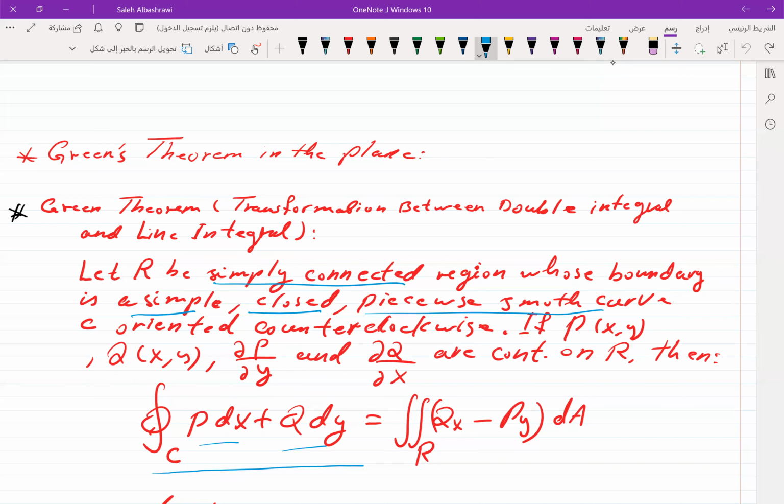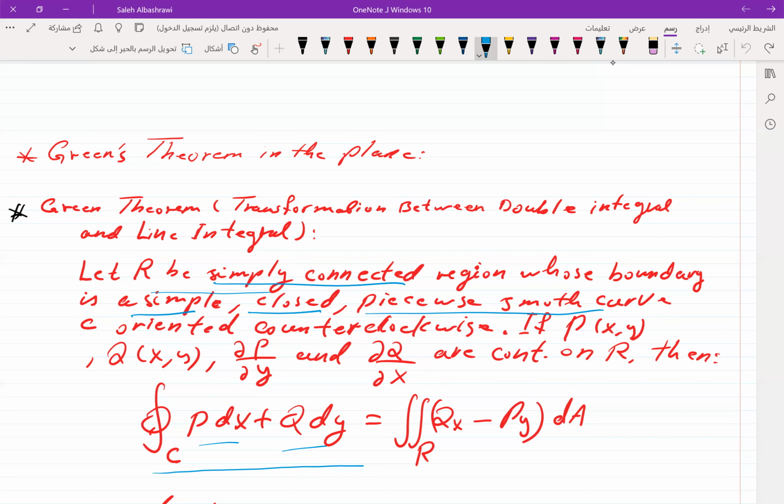If these conditions are satisfied, that R is simply connected and the boundary is a simple, closed, and piecewise smooth curve, then the line integral equals the double integral of the difference of the partial derivatives, Q sub x minus P sub y, dA over the given region R. So the idea is just to relate the line integral and the double integral.